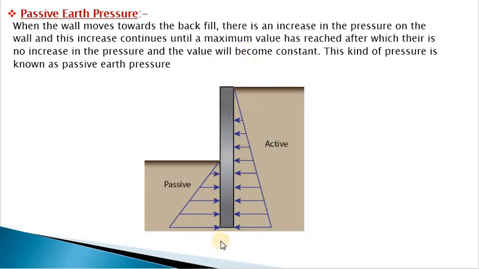Same thing, this is a retaining wall, this is the backfill, and this side is the active earth pressure generated by the backfill, and this side is the passive earth pressure. Due to passive earth pressure, the retaining structure moves towards the backfill.